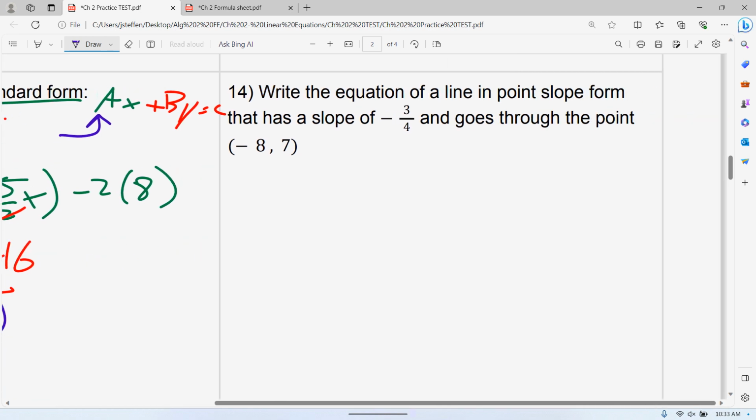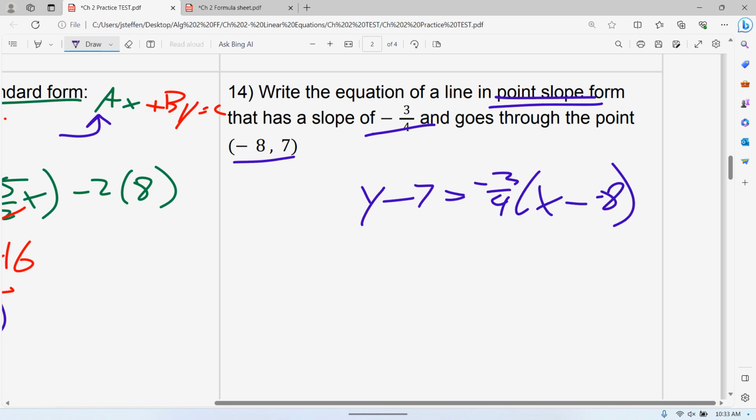That has a slope of -3/4 and goes through this point. So this one's a little bit easier because it's in point-slope form. We don't have to do anything. We don't have to solve after that. So I have y minus, my y1 is 7, is equal to -3/4 times x minus -8. So y minus 7 is equal to -3/4 times x plus 8.